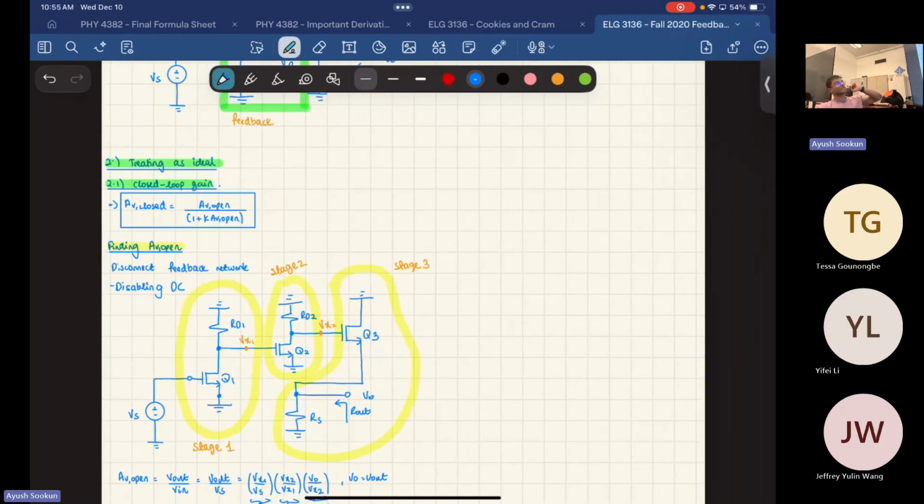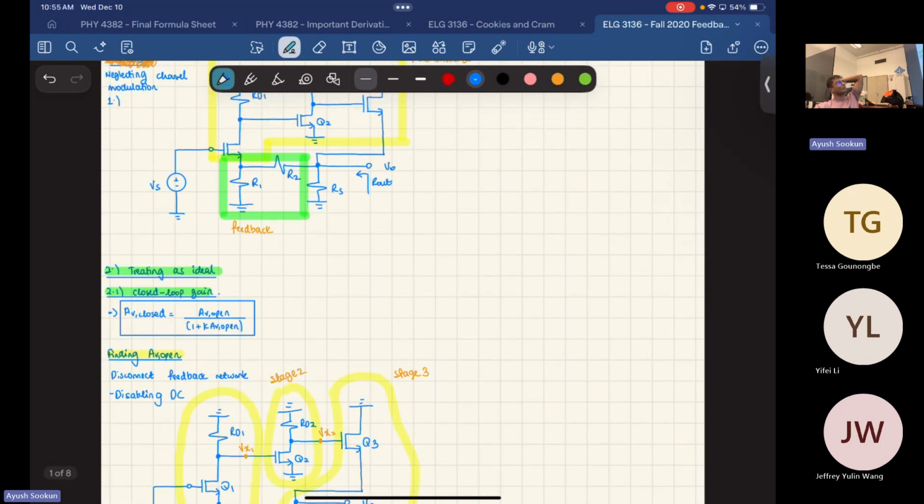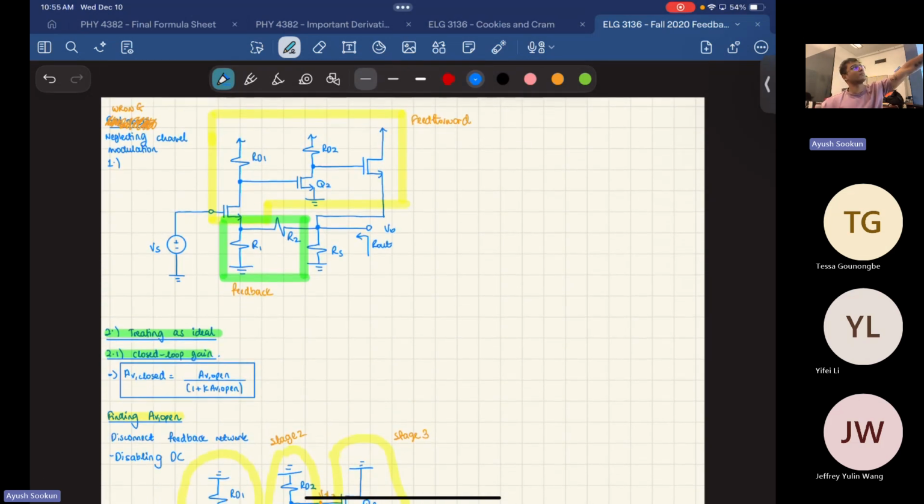Again, this is actually pretty simple. Once we disconnect the feedback network, this is your feedback, and then this is your degeneration resistance RS at the emitter of the third transistor. Why wouldn't RS be included in the feedback network?